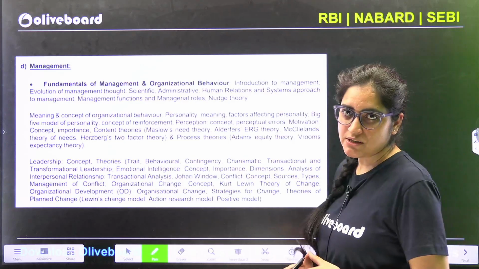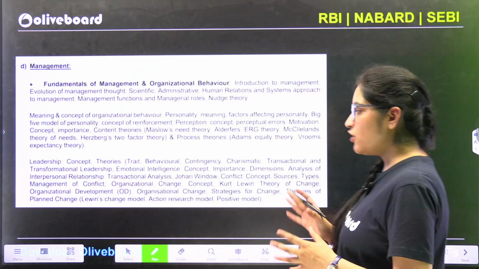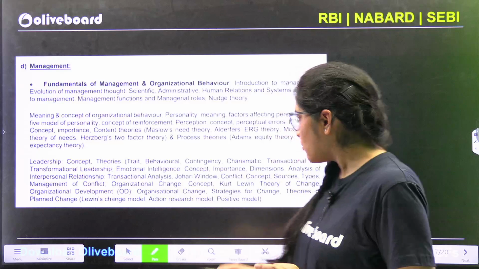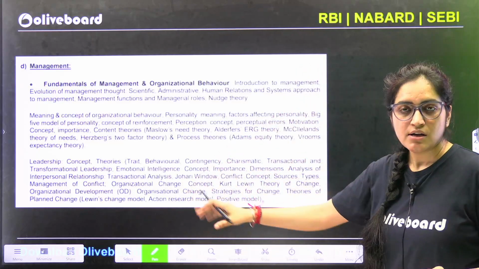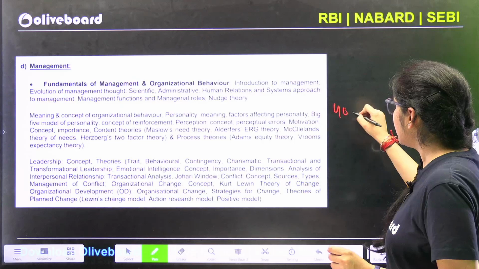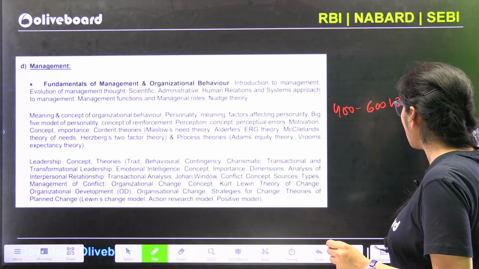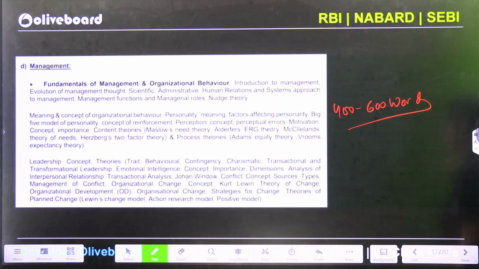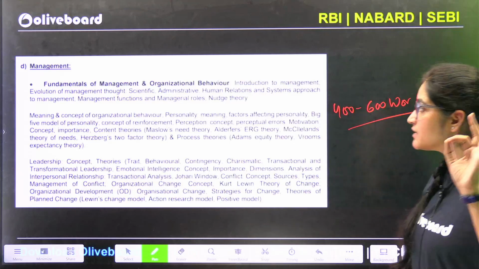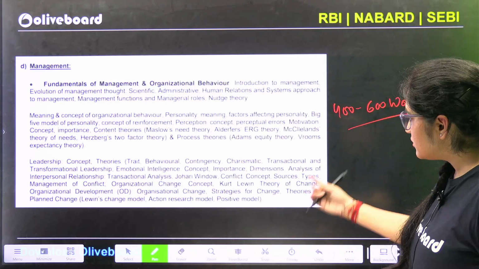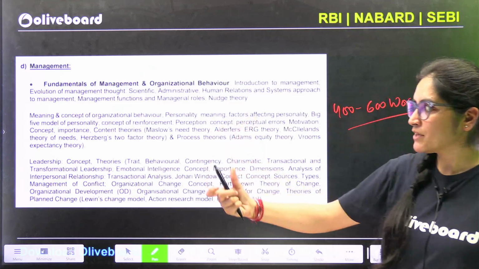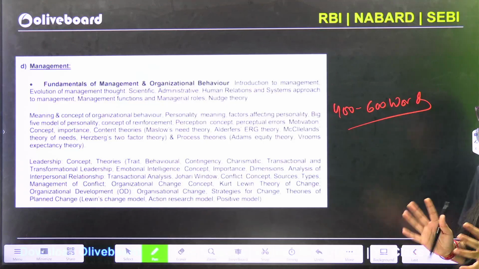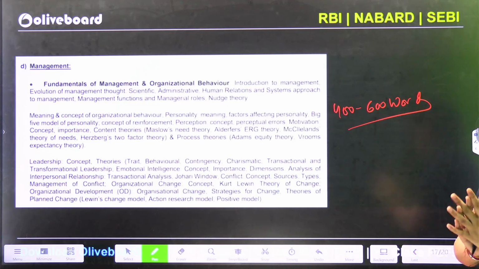Next is your management. In your management syllabus, if I have to tell you one key thing, whatever topics are written, just prepare 400 to 600 words on each of these topics that are written over here. Because in the last 3-4 years, whatever RBI is asking, RBI is just picking up topics from here and just framing the question. So, it's not changing a lot when it comes to your management.